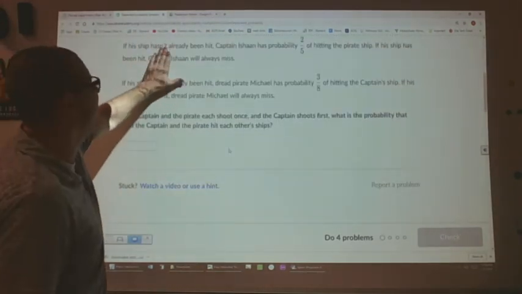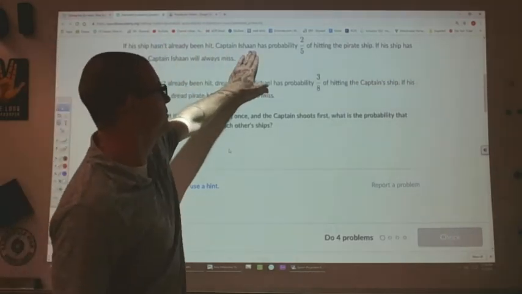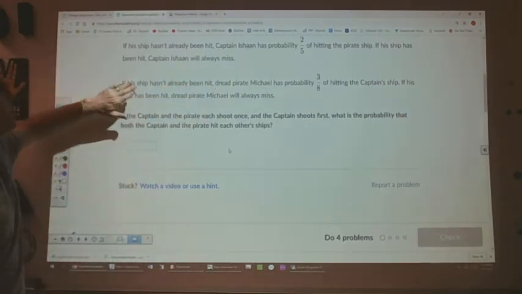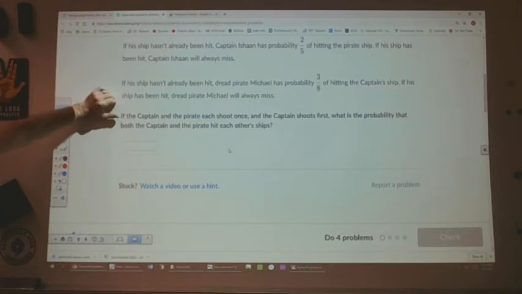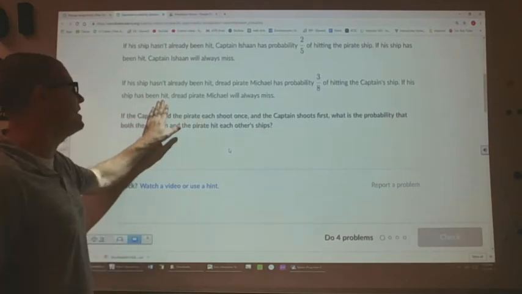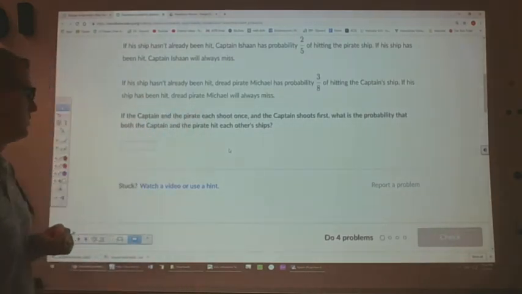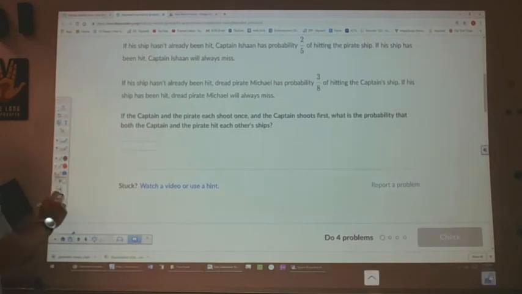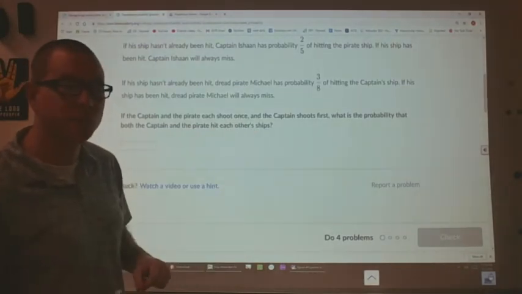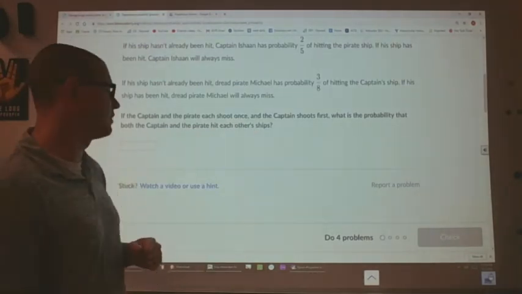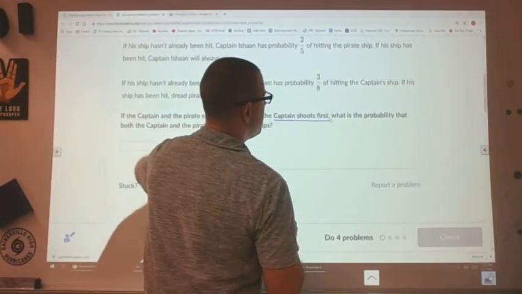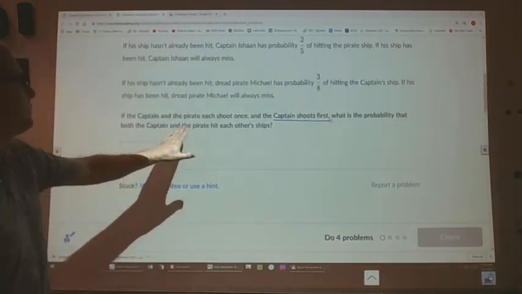If his ship has not been hit, Captain Ishan has a probability of 2/5 of hitting the pirate ship. If his ship has been hit, he will always miss. If his ship has not been hit, the pirate has a probability of 3/8 of hitting the captain's ship. If his ship has been hit, the pirate will always miss. So we know if the captain and the pirate each shoot once, but now instead of shooting at the same time, they're going to take turns for some reason. The captain shoots first. What is the probability that both the captain and the pirate hit each other's ships?